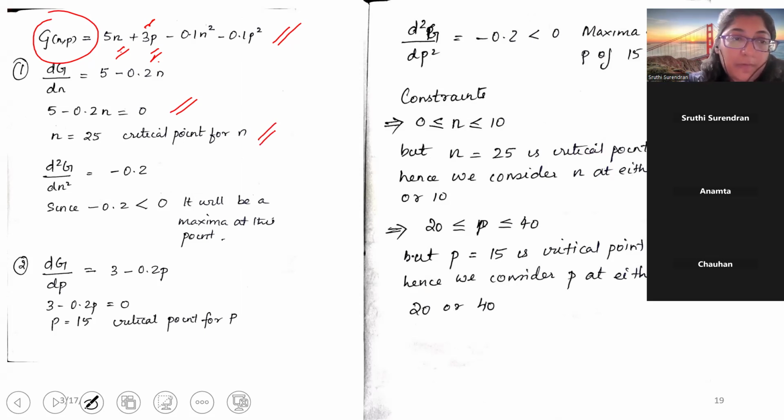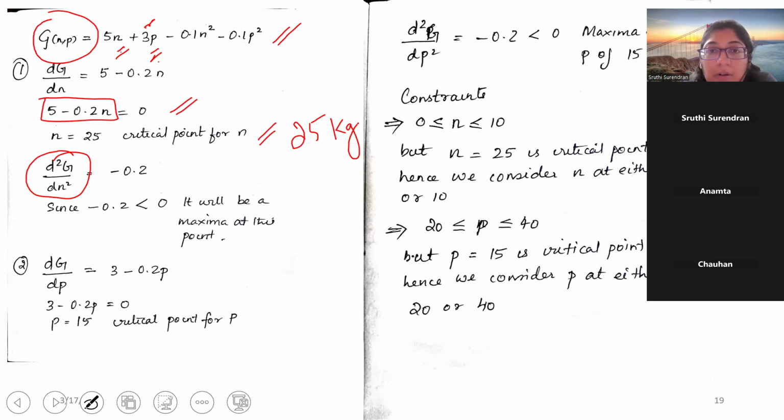Now, in order to find if this N value is giving us the maximum growth or the minimum growth, we will find the second derivative. And when we do the second derivative of the first derivative we got, we will get the answer as minus 0.2. Now, since minus 0.2 is less than 0, it is going to be a maxima at this point. So, at 25 kgs of quantity, we are going to get a maximum growth.